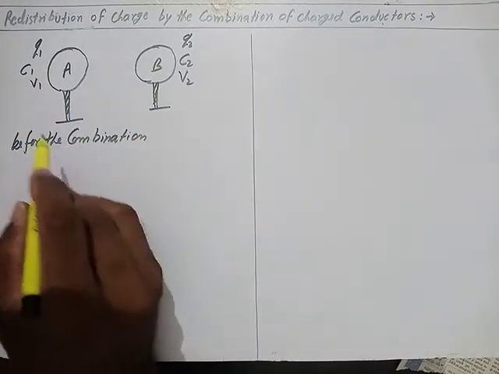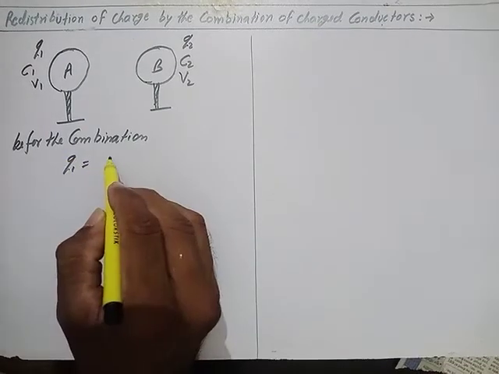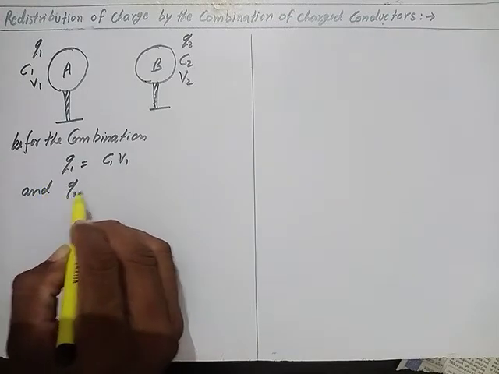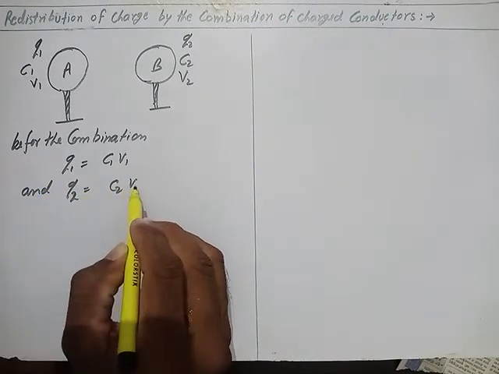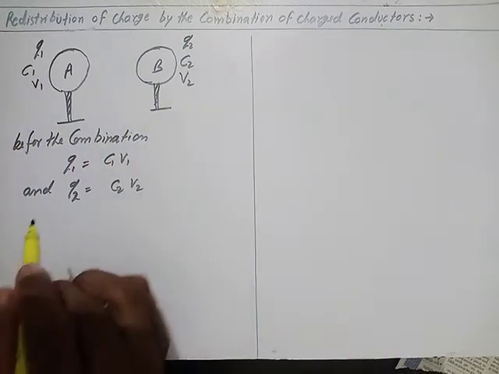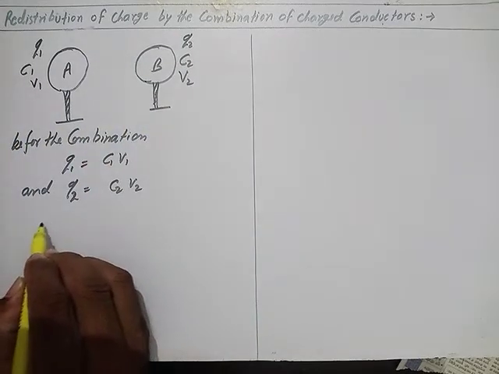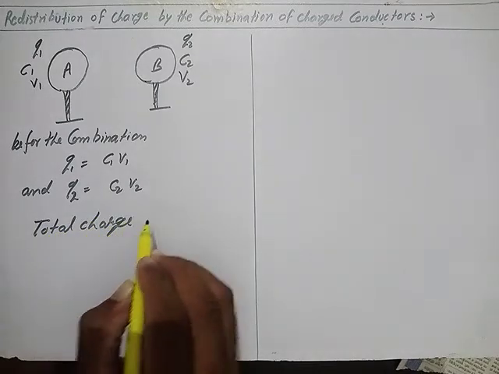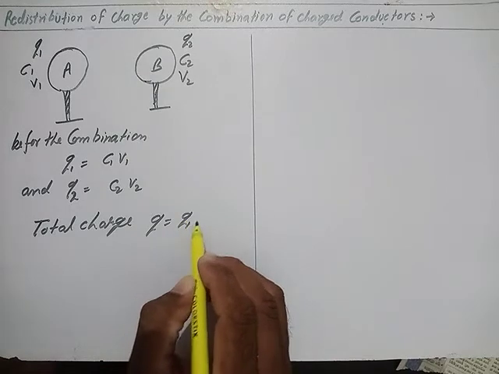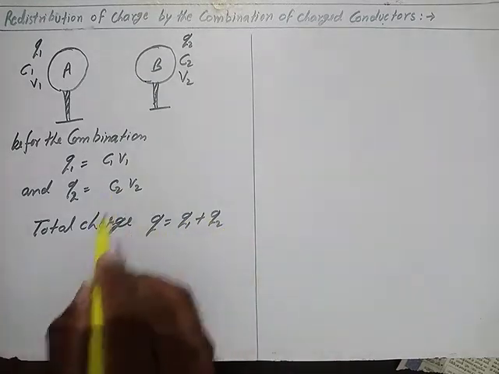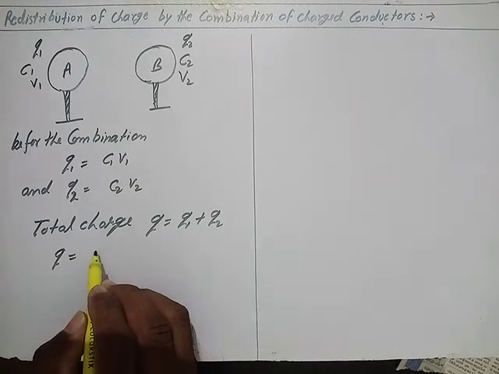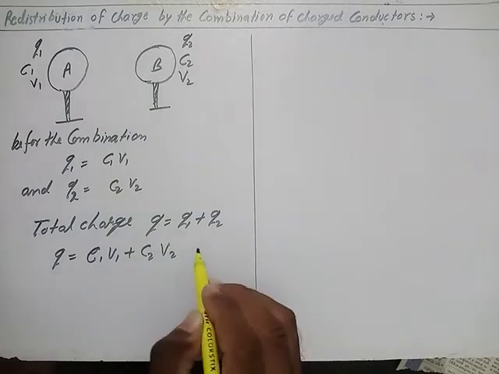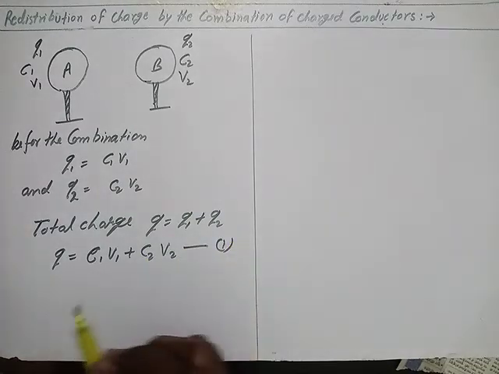The charge Q1 is equal to C1 V1 and Q2 is C2 V2. Then the total charge of both these conductors, you can say Q, will be Q1 plus Q2. So Q is equal to C1 V1 plus C2 V2. Let me name this equation first.